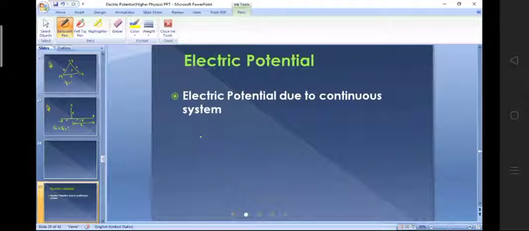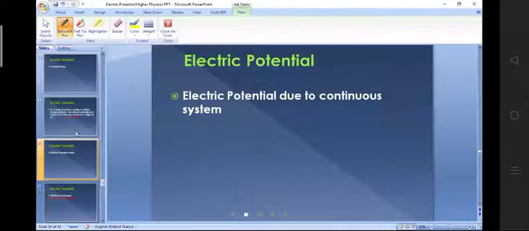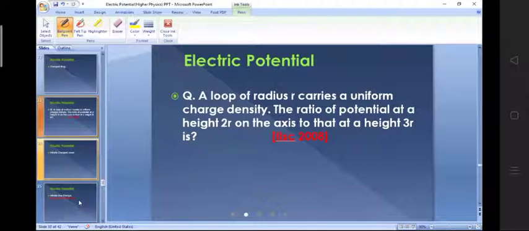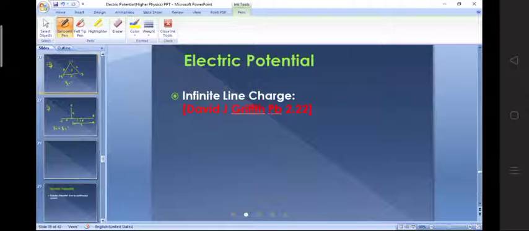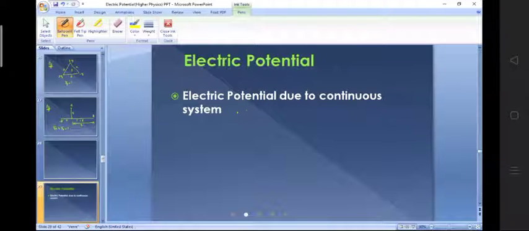So we are running out of time. We have less than 1 minute, and tomorrow's topic will be electrostatic potential due to a continuous system. Then at the end we'll be doing some examples which have been asked in competitive exams, like this one. This has been asked in the IIT in 2008. Then this one is a David Griffiths problem. So take care of yourselves. Tomorrow the topic will be electrostatic potential due to a continuous system.